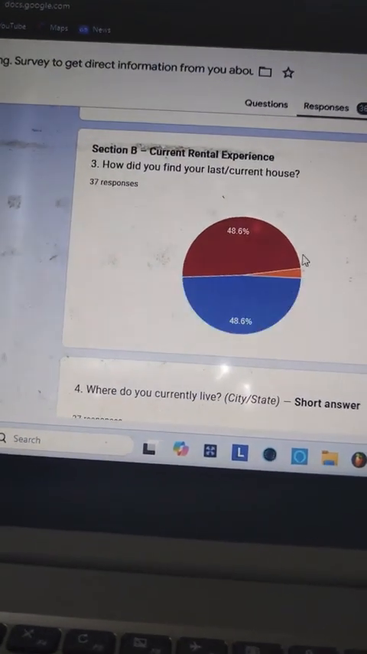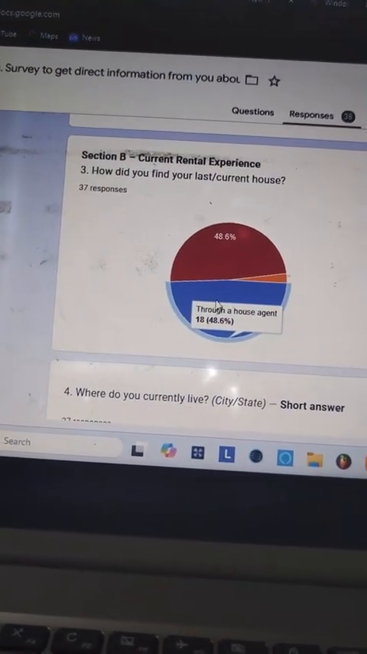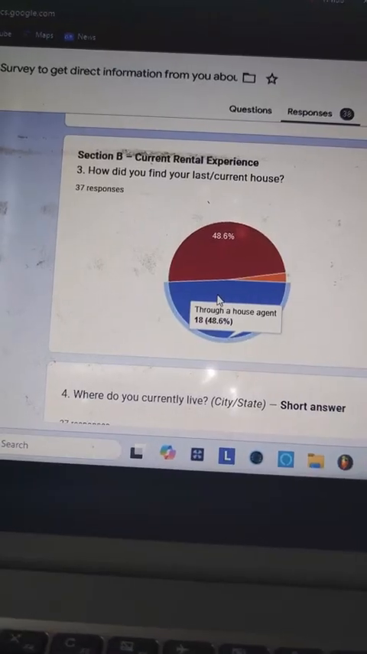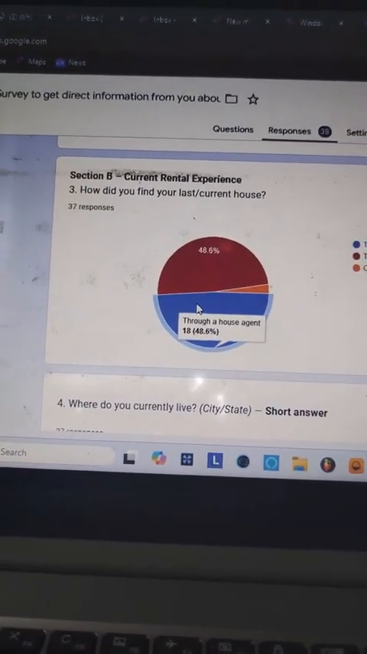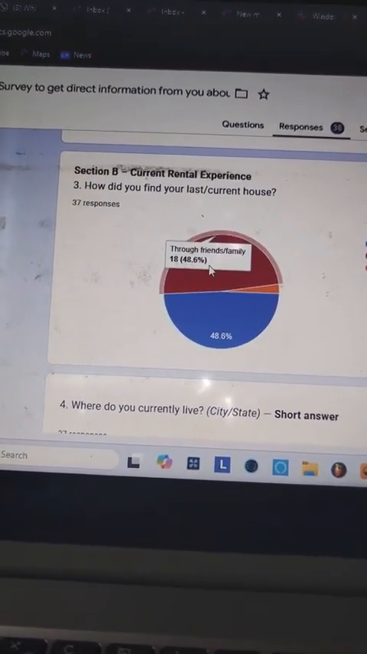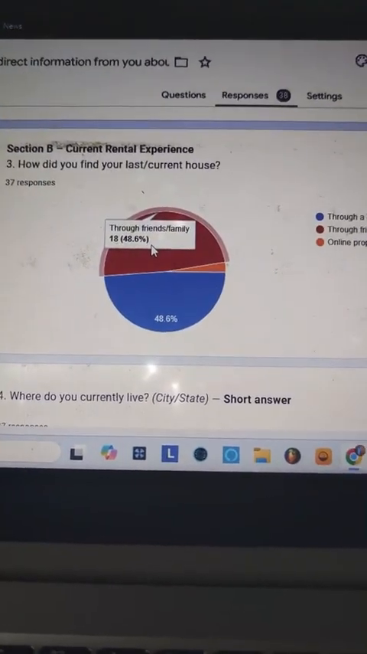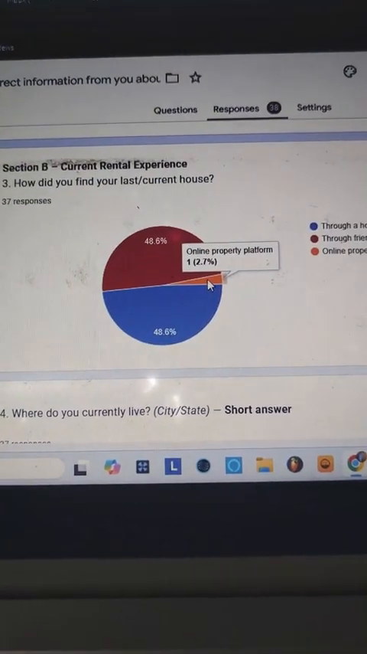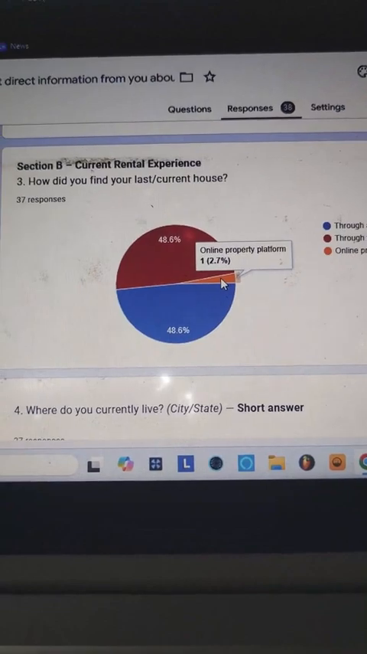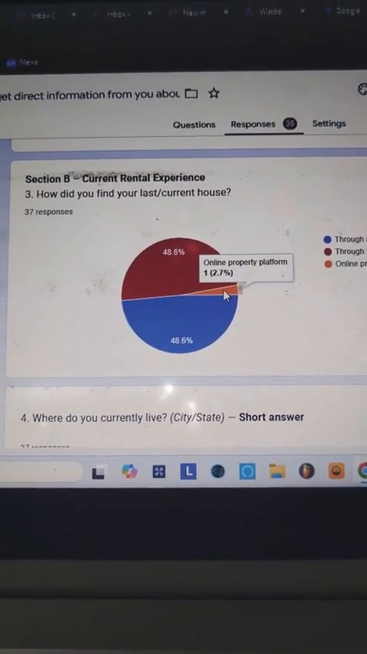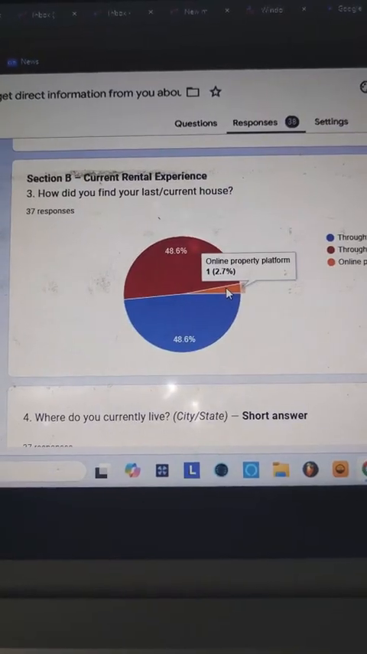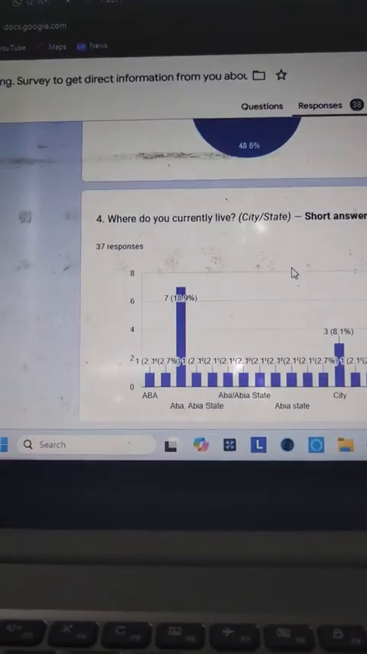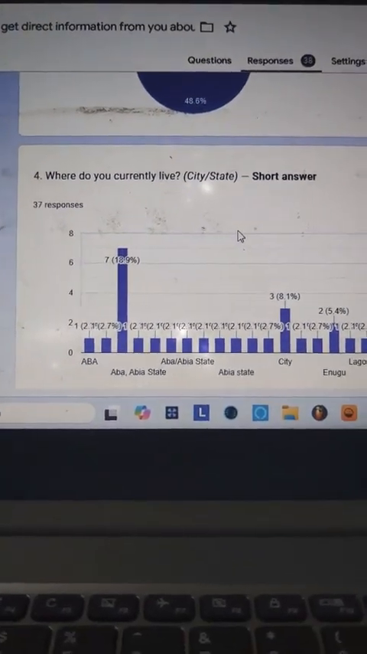So if you check very well, you see more than half. Okay, it's not up to half. 48.6% through house agent. Now, you see another 48.6% is through friends and family. Just only 2.7% for online. It tells you that there's something there that people don't like. Something is there, that is why we just have 2.7%. You know why? Because people are not finding it reliable.